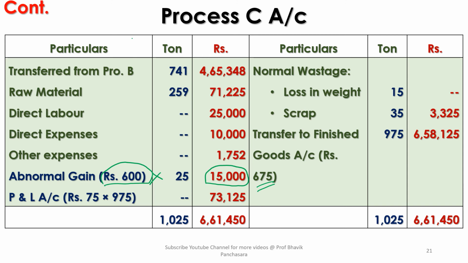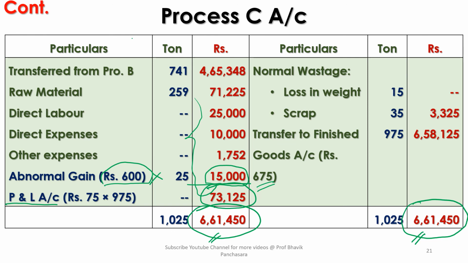So first we will make the total of credit side. Here the total of credit side is 6,61,450. The same amount we will put here on the debit side, and we will find out the difference by deducting all the expenses and amount of this abnormal gain. So here difference is 73,125. We will transfer this profit to P&L account.